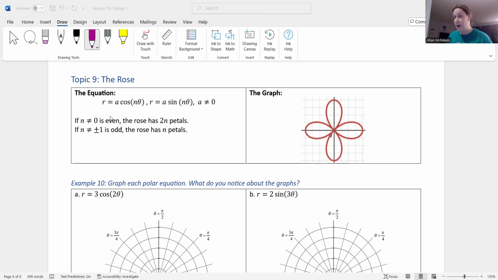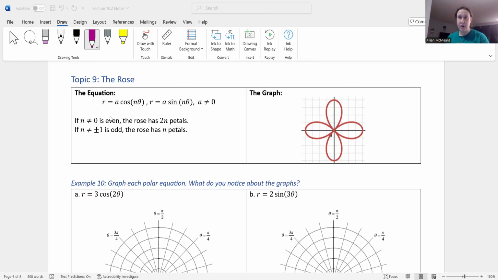So anyway, the format for the equation, remember all of these equations kind of have a template. In this case, you're going to get R equals A times cosine of n times theta, and then you can also get R equals A times sine of n times theta. We have a couple of conditions. A cannot be 0, so A could be anything but 0. And the n is going to tell us about the petals.